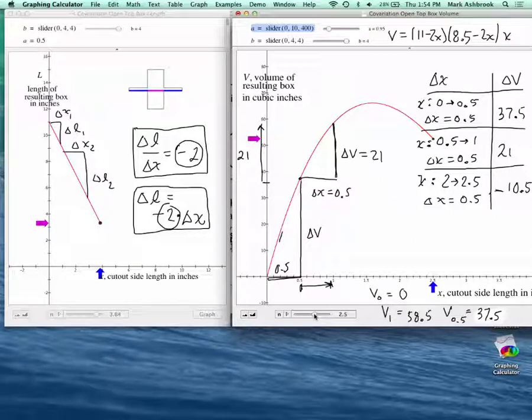If you look at volume, totally different animal, right? The rate that the volume is changing is changing. So the rate at which the volume changes changes itself. It's not constant. The volume shoots up quickly as you increase the square cutout, then it slows down and you get a greatest volume. After that, you keep making the squares bigger and your volume shrinks. Gets smaller. Non-constant rate of change. Questions?